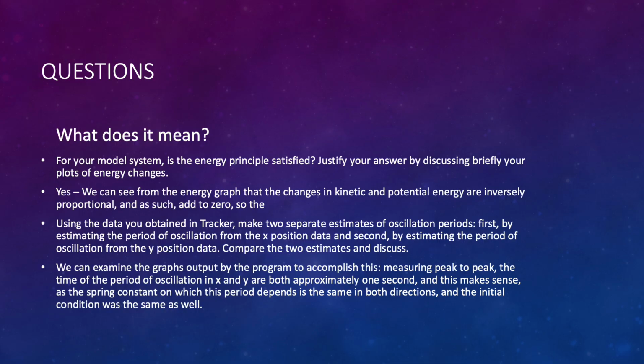So first, by examining the period of oscillation in X and Y position data. We can actually do this very easily by examining the graphs generated previously, that real versus model X and Y versus time graph that we looked at earlier. And as I pointed out before, we can measure distance peak to peak, and we can see that these are both about 1 second, which is consistent with what we want because the spring constant, which the period depends on, is the same in both directions.